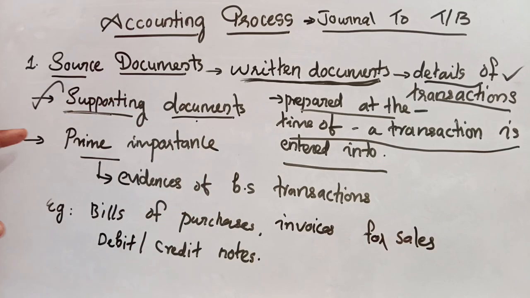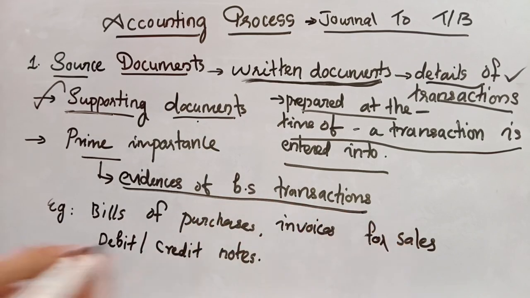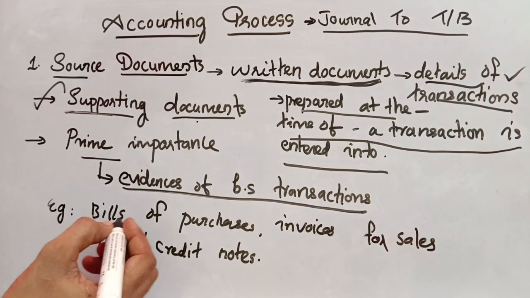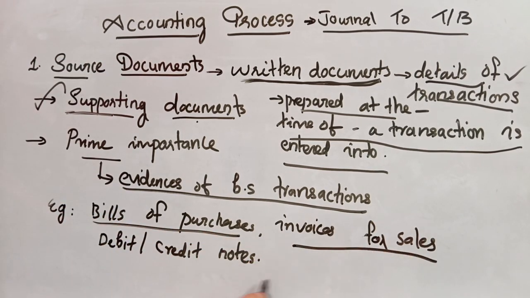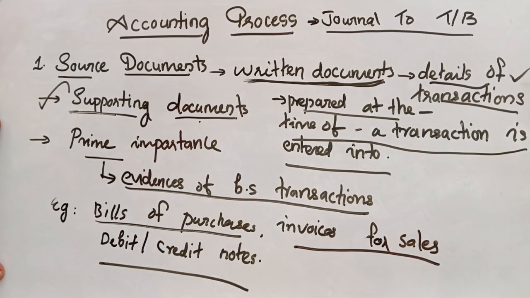Supporting documents, because these are of prime importance as they act as the evidence of business transactions. They contain details like the nature of the transactions, the parties involved, the date and the amount involved. For example, bills of purchases, invoices for sales, debit or credit notes, etc. can be called source documents.